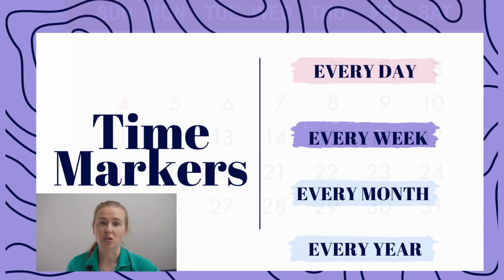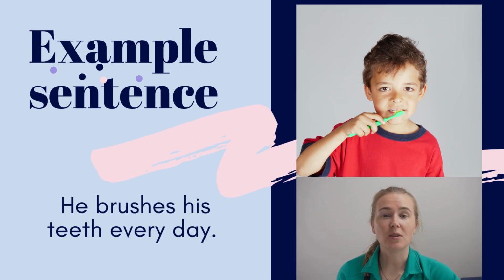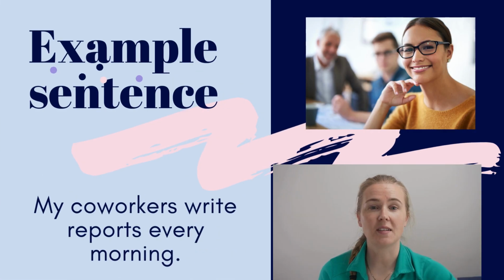We use time markers like every day or every year to show how often these actions occur. Let's look at an example. He brushes his teeth every day. This action happens regularly, and the time marker every day tells us how often. Another example, my coworkers write reports every morning. Again, the action is regular, and every morning tells us the frequency of this action.